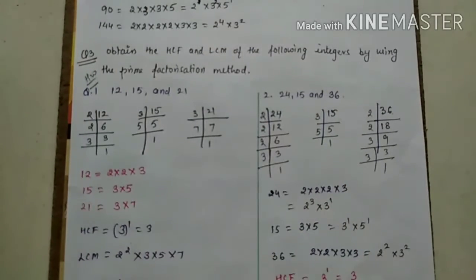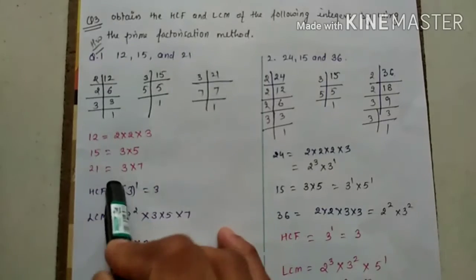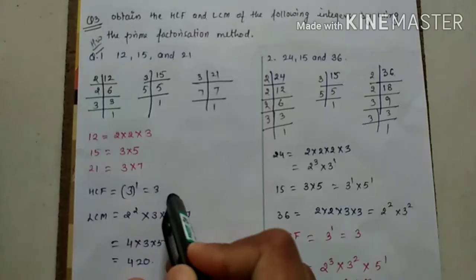After that I have to check, and again the same process that we have done earlier. HCF will always be a common factor with the lowest power. 3, 3, 3, so it is common. And 3 has a power of 1. So 3 is your HCF.